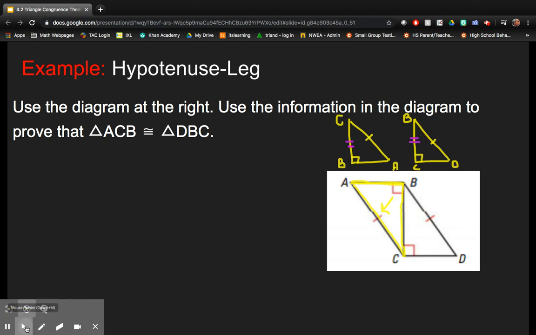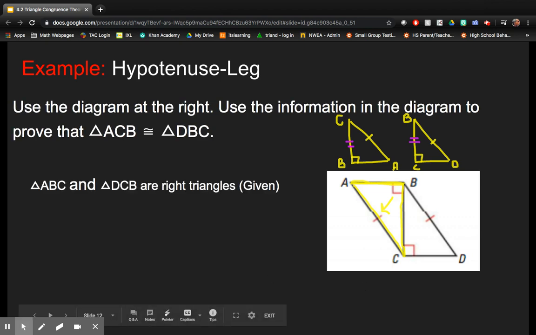Okay, now let's make some geometry statements. First thing, triangle ABC and DCB are right triangles. That's a given, but it's important because we're wanting to prove hypotenuse leg, which only works for right triangles. Side AC is congruent to side BD. That's the hypotenuse piece, and that was given to us.